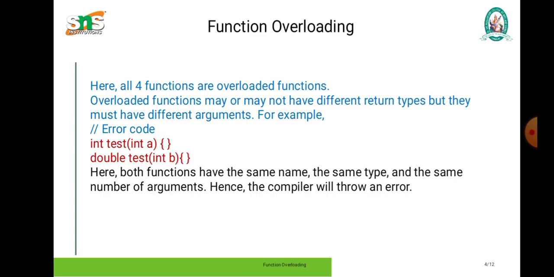So above, all the functions I mentioned are overloaded functions. Overloaded functions may or may not have different return types, but they must have different arguments. Again I mention one example, an error case: int test(int a) and double test(int b). Here both functions have the same name, same type and the same number of arguments. Hence the compiler will throw an error.